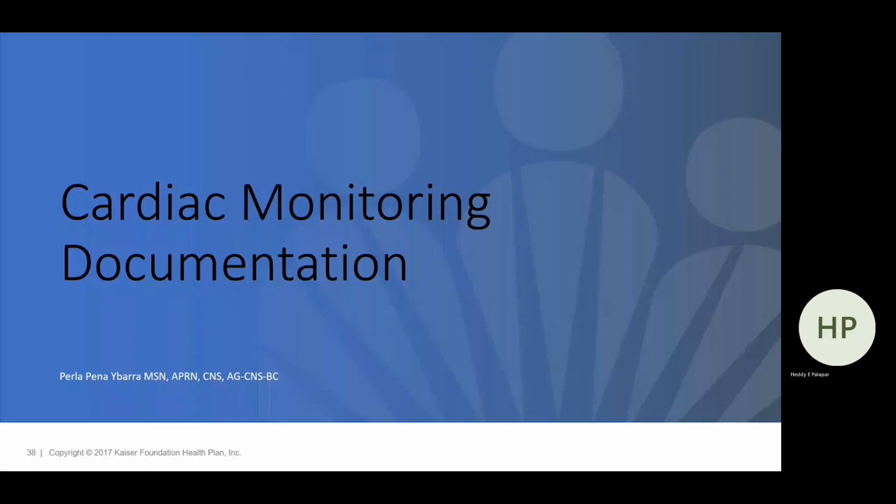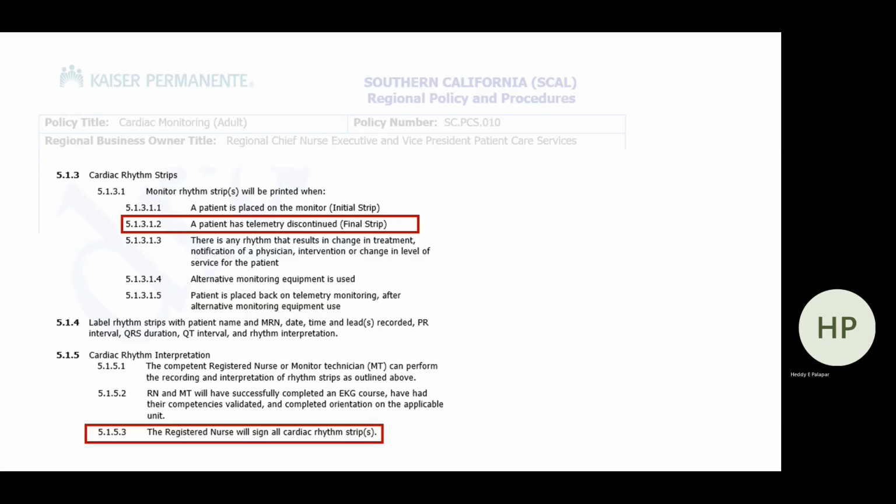Cardiac monitoring documentation gaps. This is our Southern California regional policy that LMC has recently adopted. I wanted to highlight a few areas of opportunity in our nursing practice.